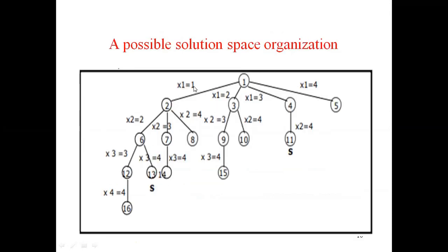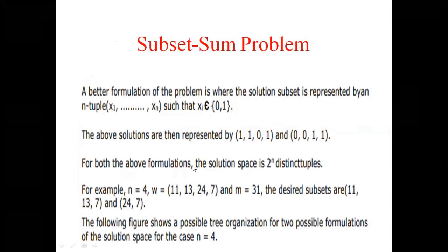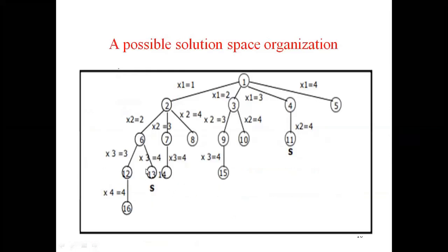So x1 equal to 1 means first element, first weight. x2 equal to 2 means second weight. x3 equal to 4 means, from node 6 to node 13, the fourth element, fourth weight. So what is the first weight, second weight, and fourth weight in our example problem? First weight is 11, second weight is 13, fourth weight is 7. If we add, then we'll get 31. So at node number 13, you got the solution.